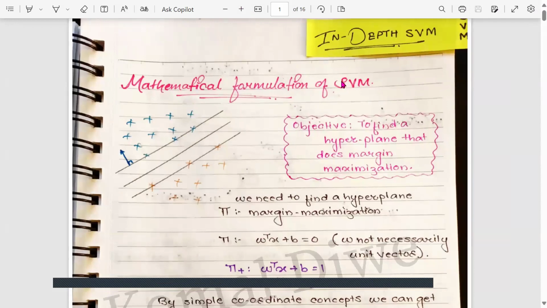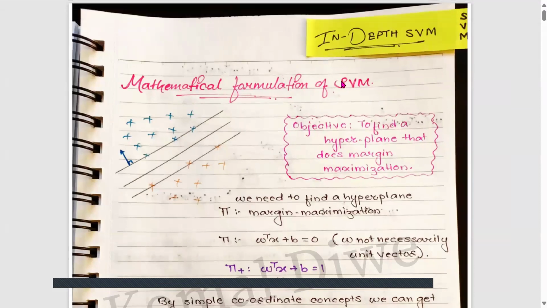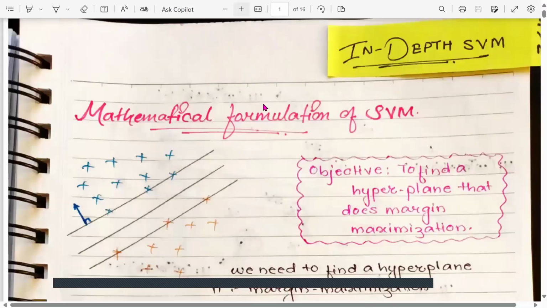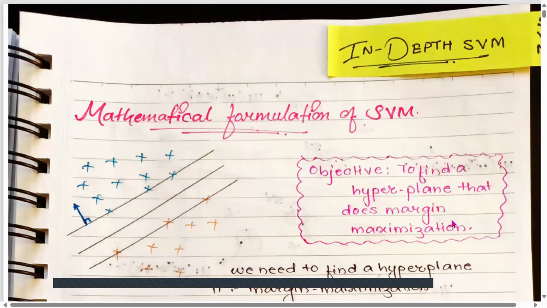Hi guys. Today in the second part of SVM we are going to study, as mentioned here, the in-depth mathematical formulation of SVM. The objective of today's lecture is to find a hyperplane that does margin maximization. We have to find such a margin plane where we can get maximization.